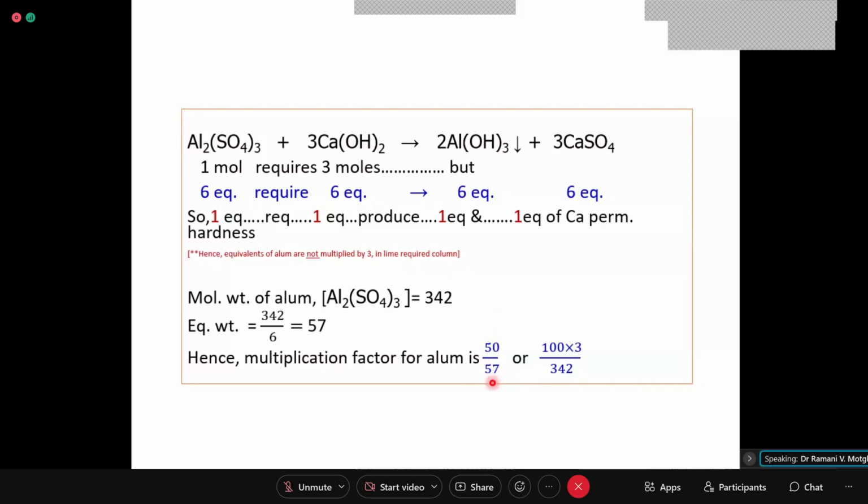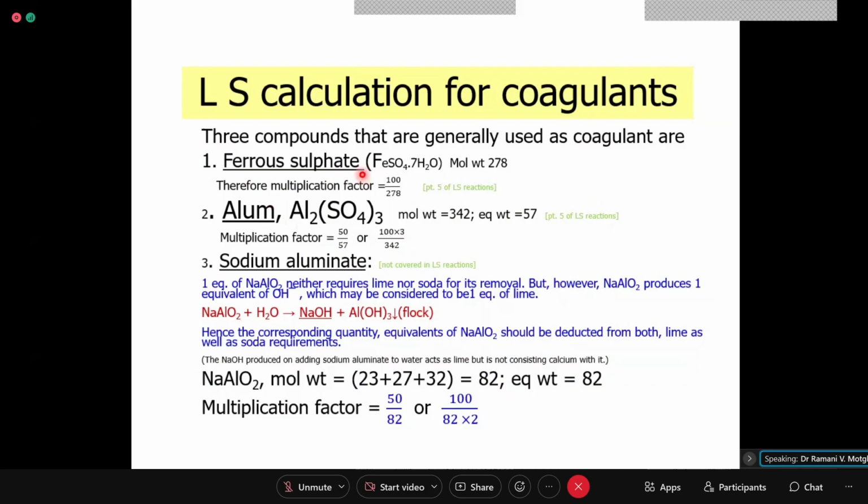Here there is no need of multiplying anything with the equivalents of alum, but remember that the multiplication factor is 50 by 57. Then we see there can be three coagulants that can be used. One is ferrous sulfate, multiplication factor is 100 by 278. Alum multiplication factor is 50 by 57. And sodium aluminate is deducted from lime as well as soda requirement because of this hydroxide, which is not associated with calcium, and that is why it is deducted from both lime and soda requirement, and the multiplication factor is 50 by 82. Okay.